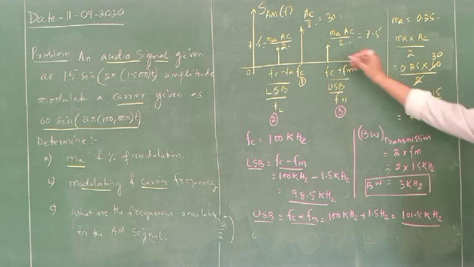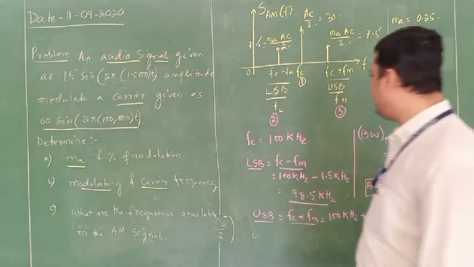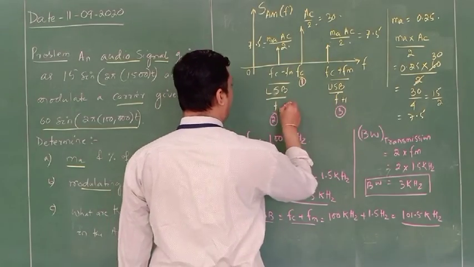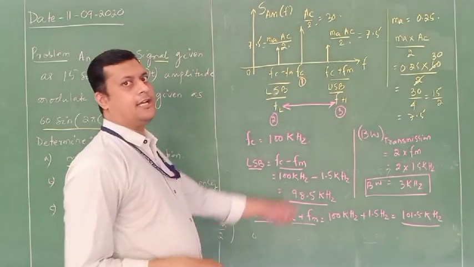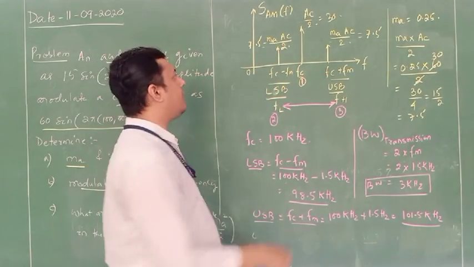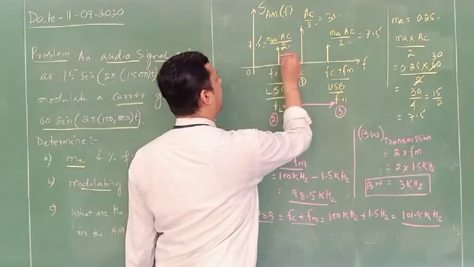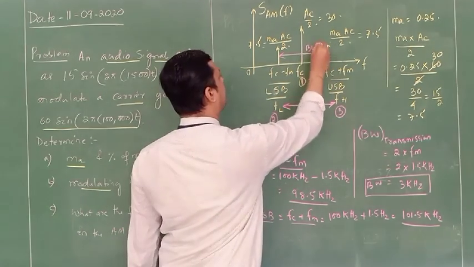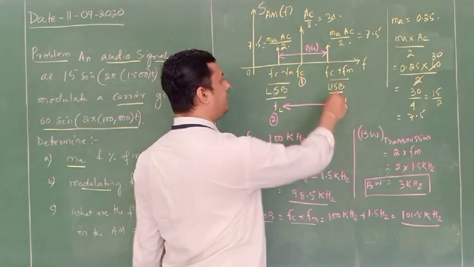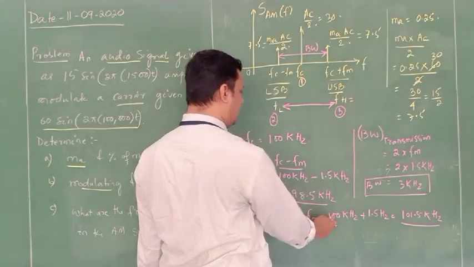The same thing you can prove here also. How can we prove it? By taking the bandwidth from this particular distance to this particular distance, LSB to USB. So if I take the difference between LSB and USB, it will become the bandwidth. Here we have fH. How much?